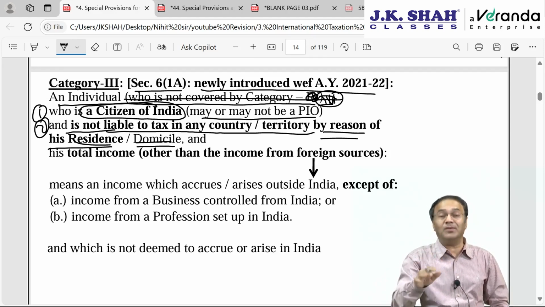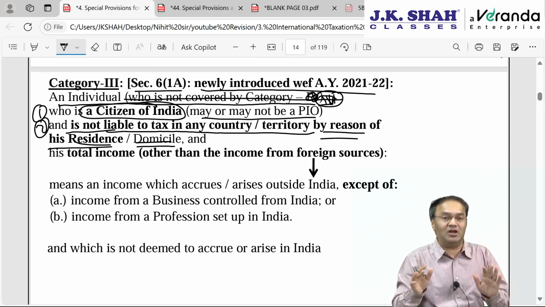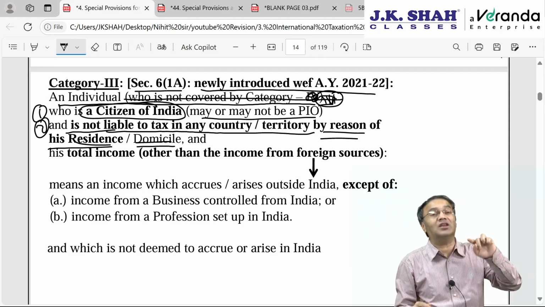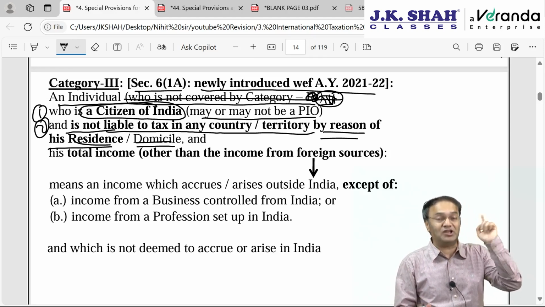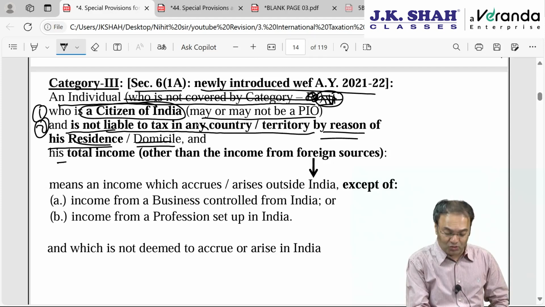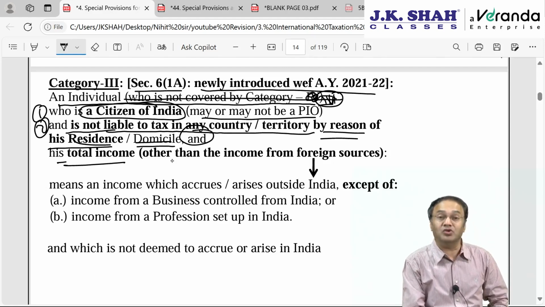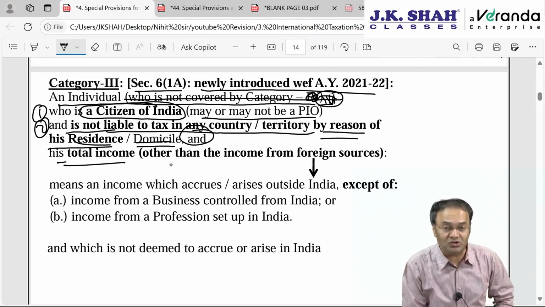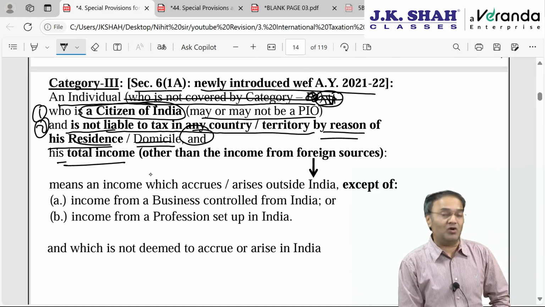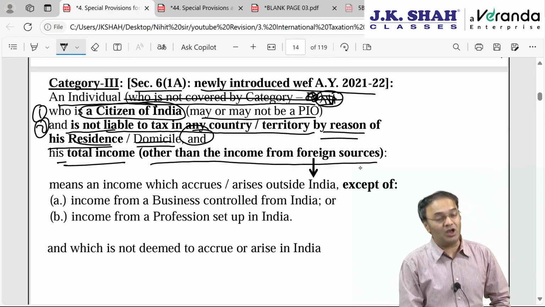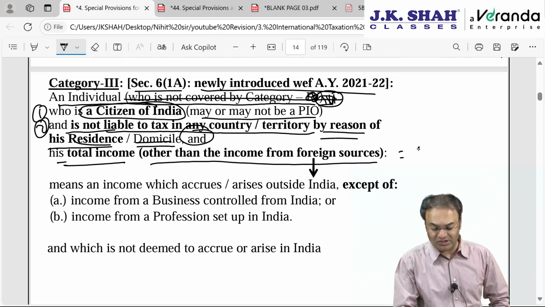So it's not ultimately that he is not liable to tax in any country. We are saying not liable to tax in that country because of his residency in that country, and his total income, that is Indian income. How did we know that it should be Indian income? Bracketed wordings: total income other than income from foreign sources. Other than income from foreign sources means Indian income.